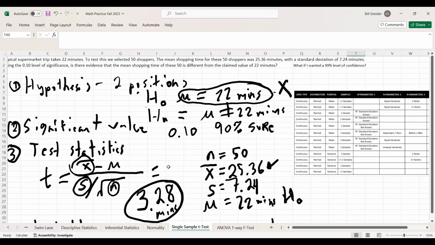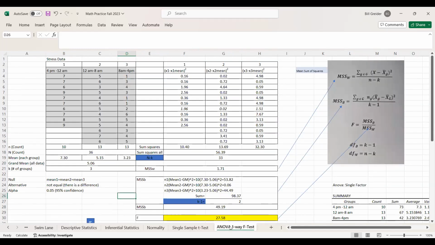So that's the single sample t-test. And another one that I think is worth showing is the ANOVA one-way F-test. This looks complicated, but it really isn't, because it's really just going to follow the same steps.